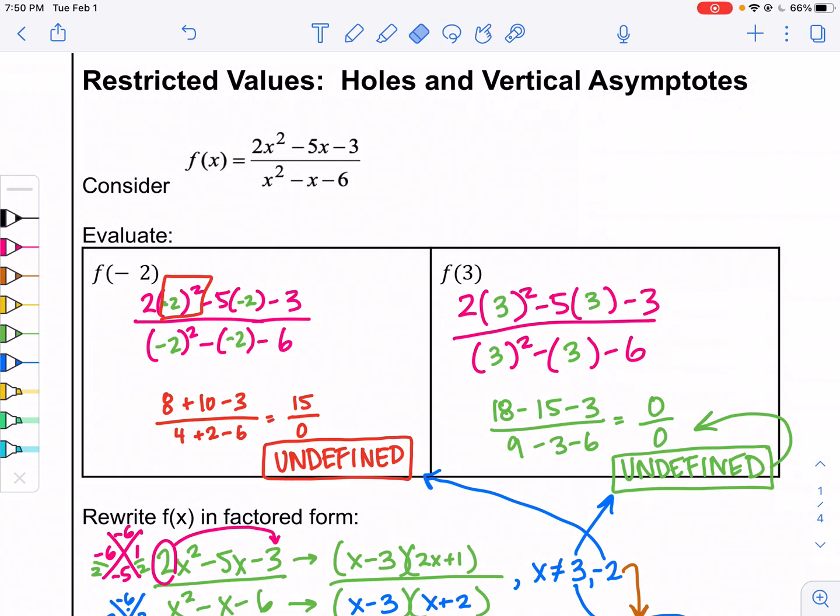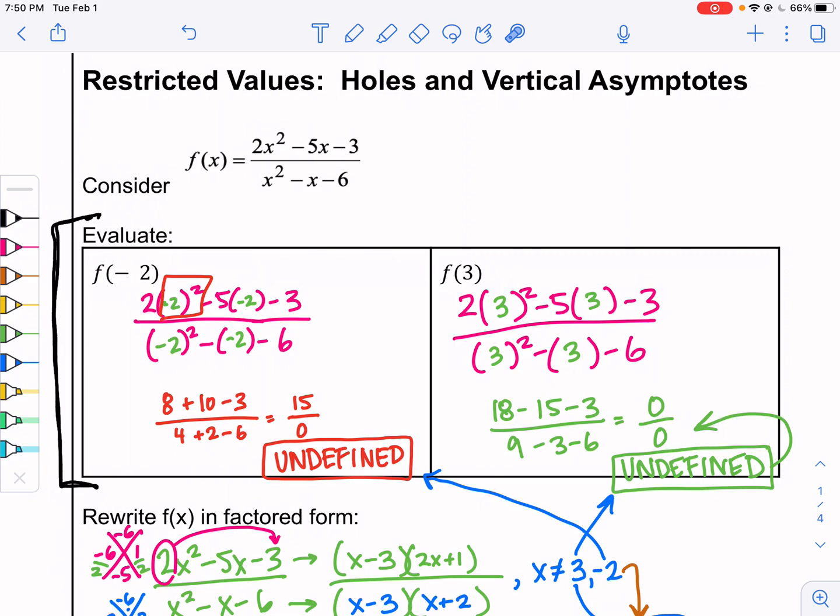Hi there, so these are the notes for restricted values. We started off with a warm up, where the problem asks us to evaluate. Remember, we're plugging in -2, plugging it in everywhere there would be an x in the problem.